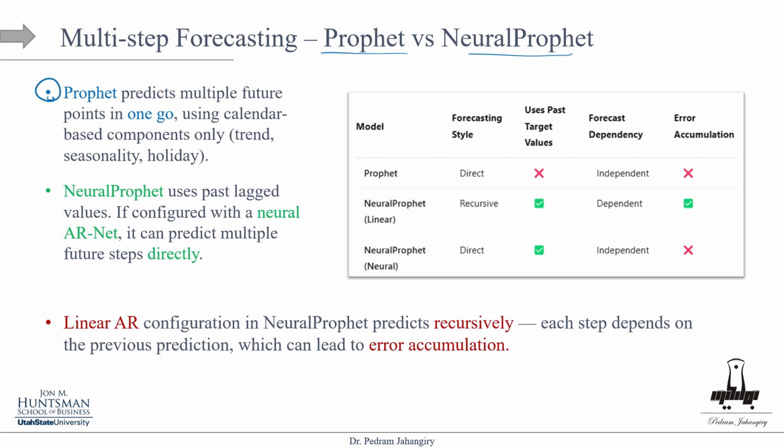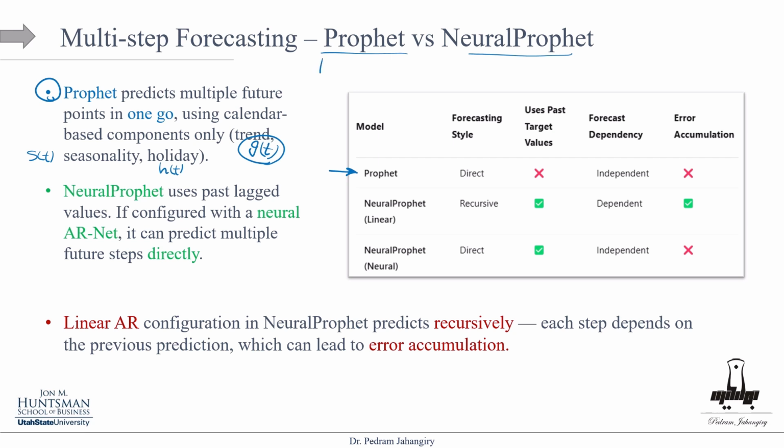Prophet predicts multiple future points in one go using calendar-based components like trend, seasonality, and holiday, right? Remember, when we were modeling the Prophet model, the trend component, we used the letter G. It's a function of time itself, and it was not dependent on the previous lag variables or things like that. The same story was true for S or for holidays, right? I think for holidays we use letter H in the Prophet model.